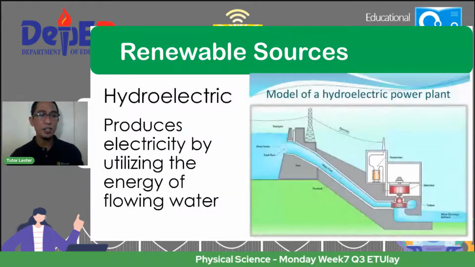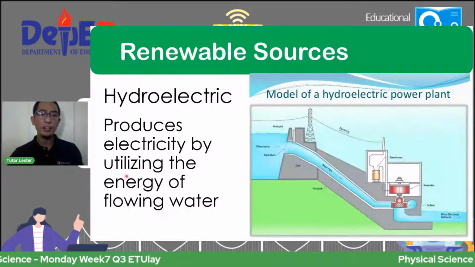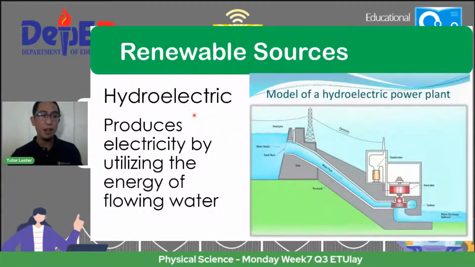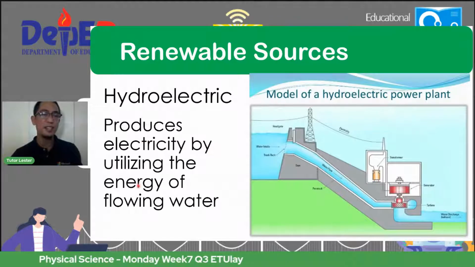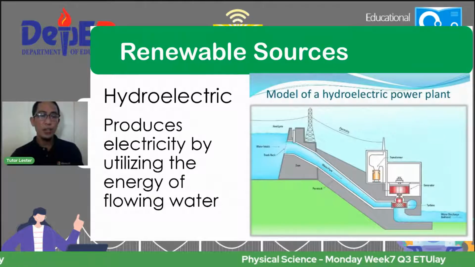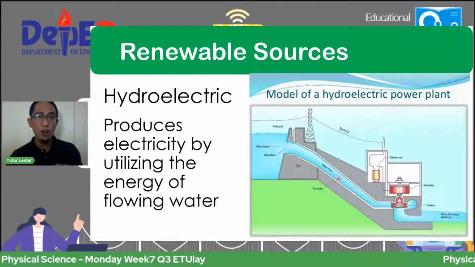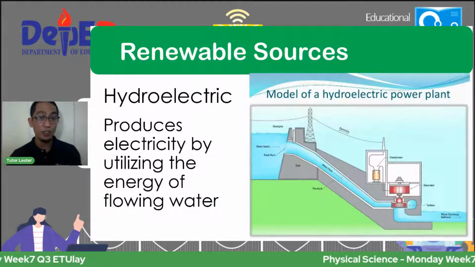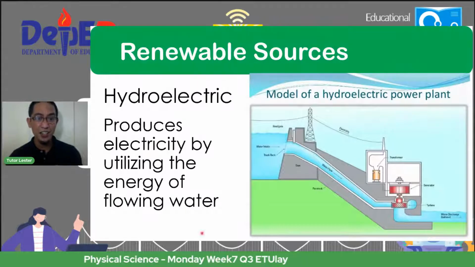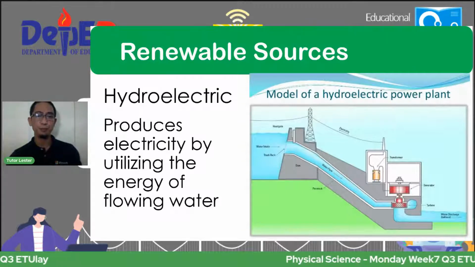And now let's proceed to hydroelectric source. So hydroelectric power is derived from the energy of falling water. So hydroelectric power plants produce electricity by utilizing the energy of flowing water. So in a hydroelectric plant, a turbine converts the kinetic energy of falling water into mechanical energy, in which the mechanical energy is converted into electrical energy. Right?